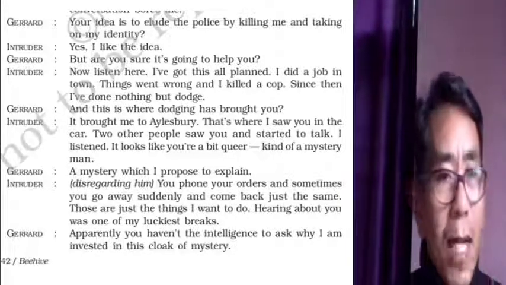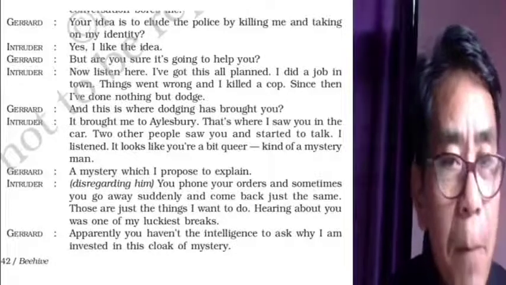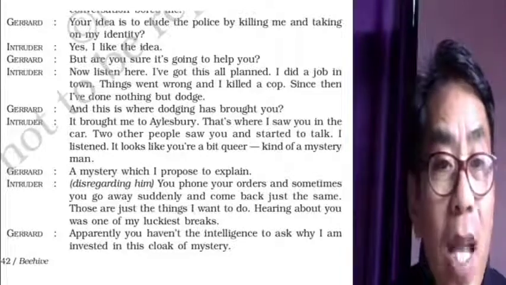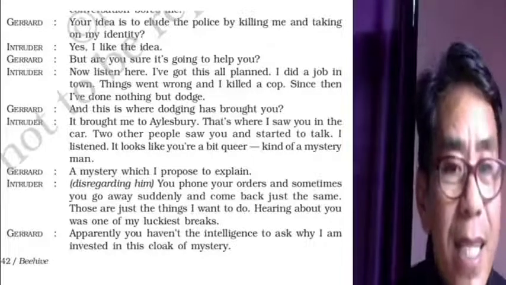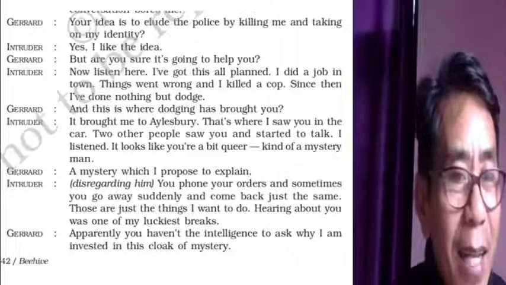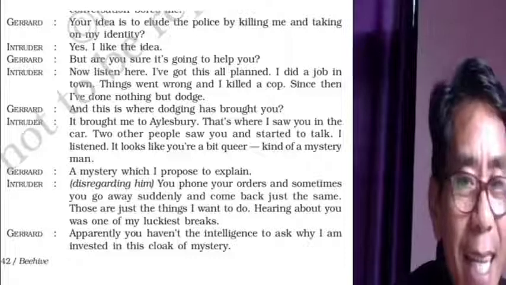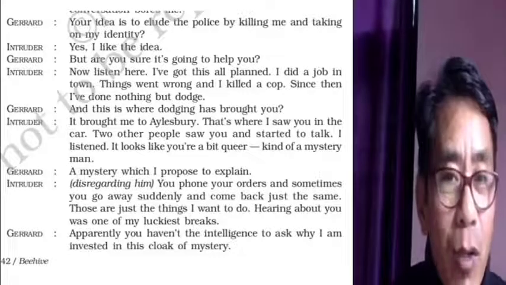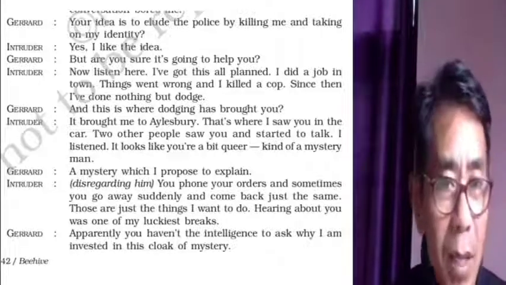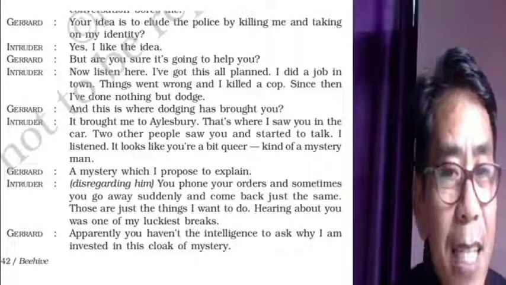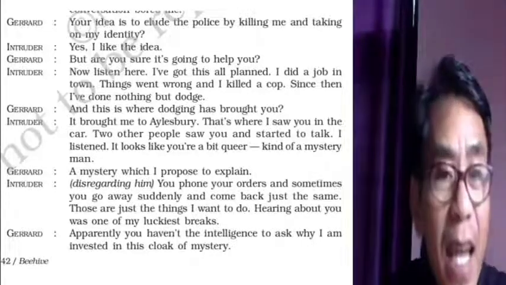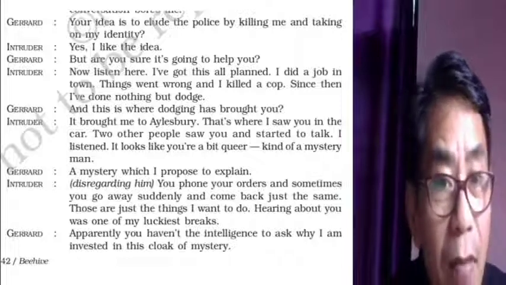Now let us see what Mr. Gerard says. Mr. Gerard, apparently you haven't the intelligence to ask why I am invested in this club of mystery. And then the intruder was very happy. So I can easily behave like you because I have learned each and everything about you. But Mr. Gerard said, but you have not used your intelligence. You said that you are very smart, but did you ever ask why I behave in a strange manner? Do you ever ask why?